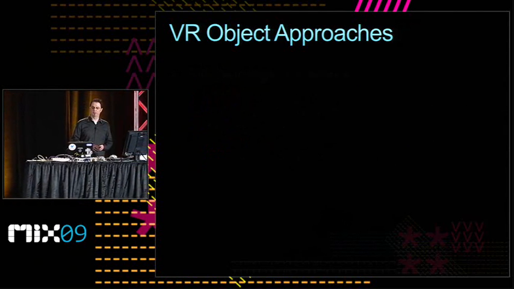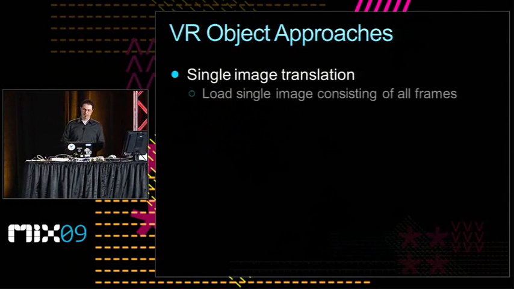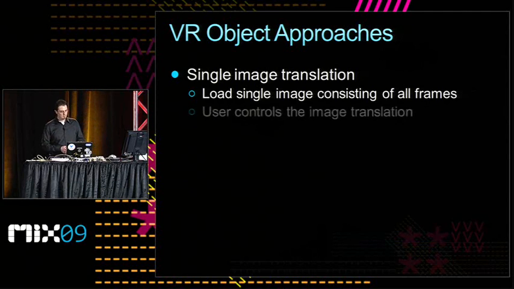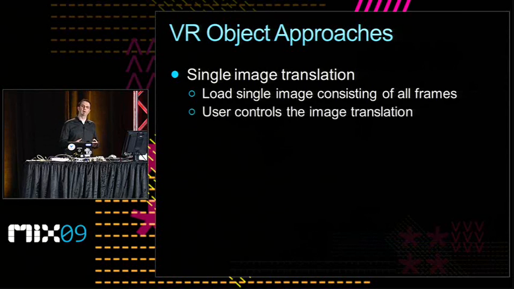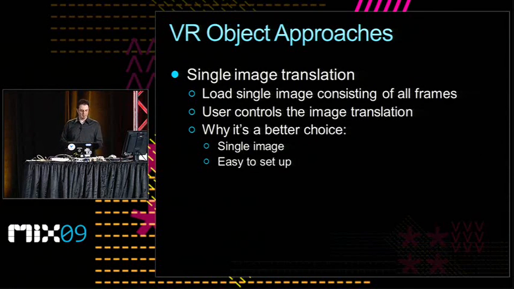The other approach is to use a single image translation. And in this case, we're going to load a single image that consists of all of the frames that make up our VR object. And our user, based on their input with the mouse, is going to control the translation of the image. In my opinion, this one is a better choice because it's a single image, so it's much more manageable. And based on the control that I wrote for it, it is actually easy to set up.